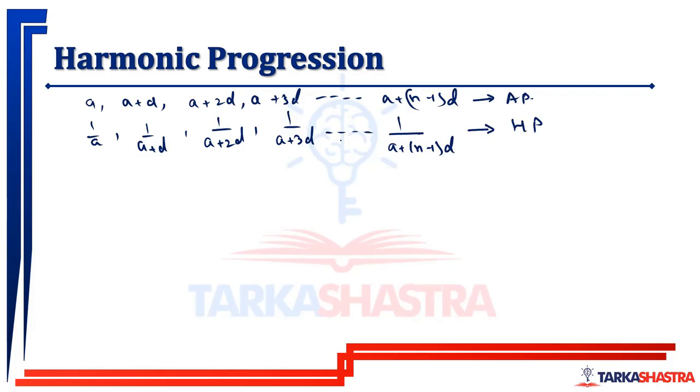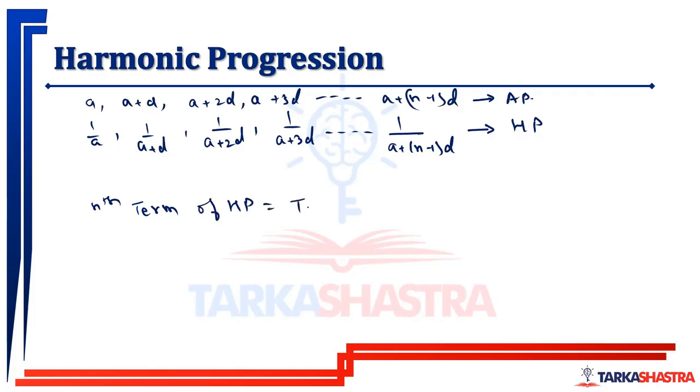Why? These are the reciprocals of the terms of an arithmetic progression. And how to find the nth term of harmonic progression?